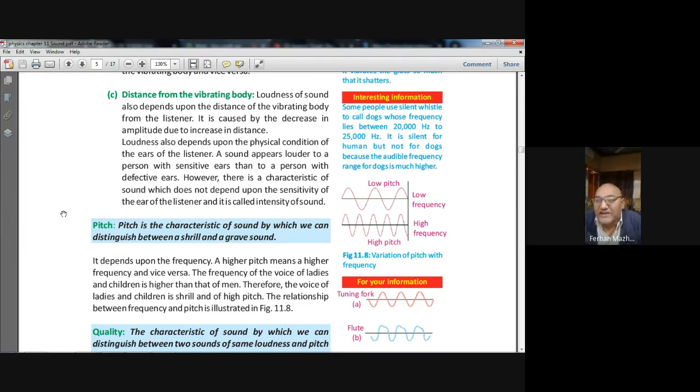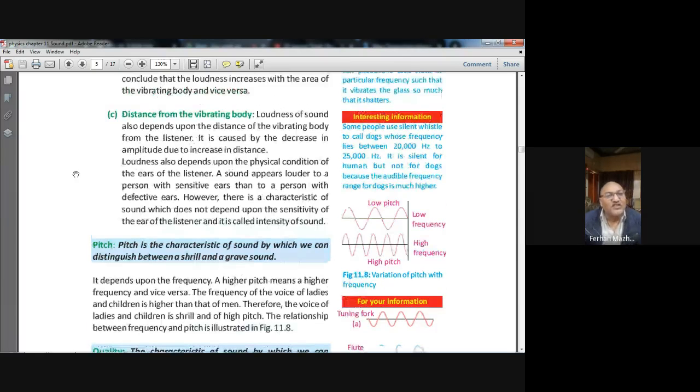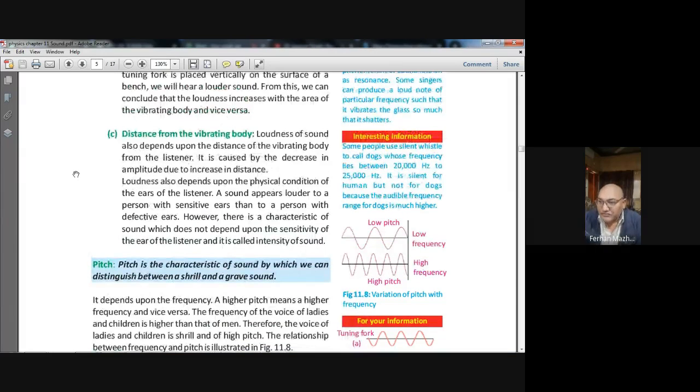Loudness also depends upon the physical conditions of the ear of the listener. A sound appears louder to a person with sensitive ears than to a person with defective ears. However, there is a characteristic of sound which does not depend upon the sensitivity of the ear of the listener and is called intensity of the sound. That's a different thing. Intensity of the sound is not in our syllabus, okay?